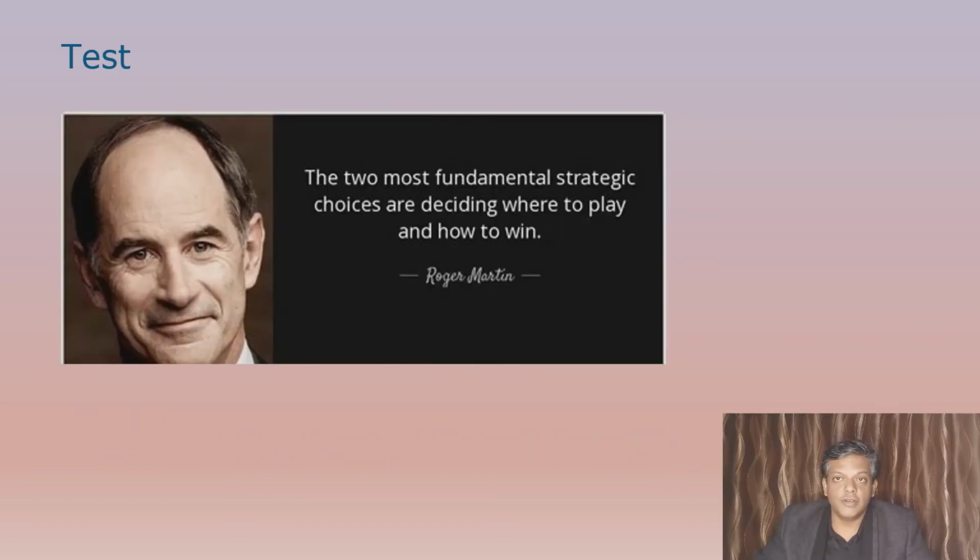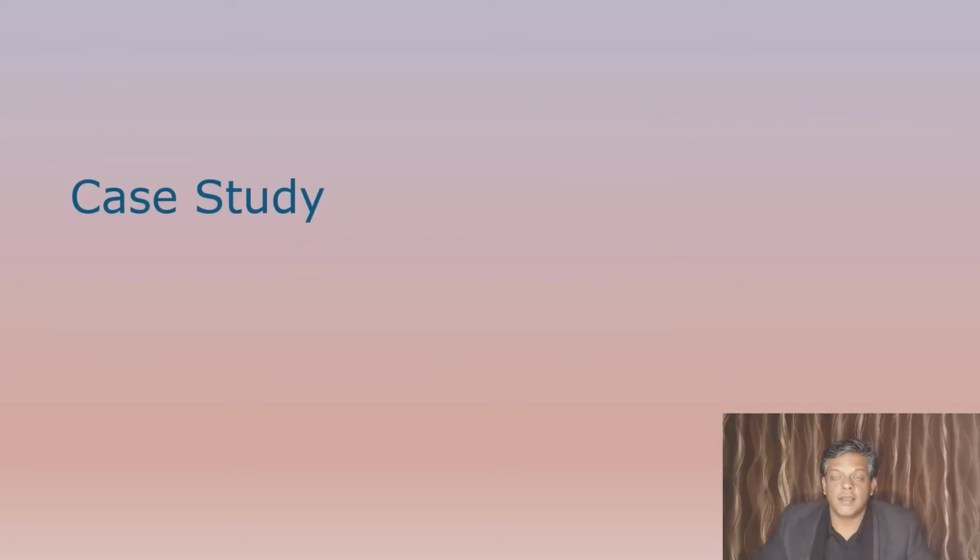There's one more quote here on your screen from Roger Martin. He says the two most fundamental strategic choices are deciding where to play and how to win. That basically sums up all the 5 stages of design thinking. I hope it's been good so far.